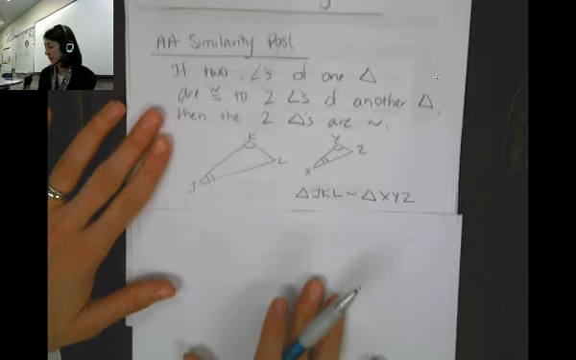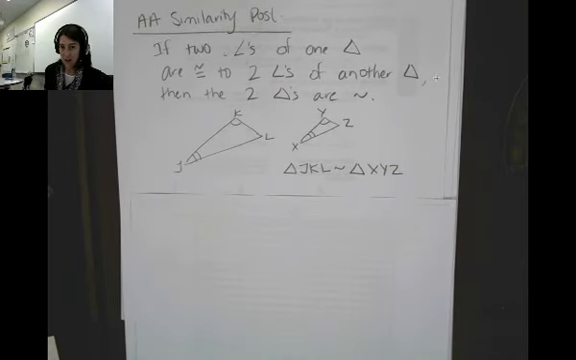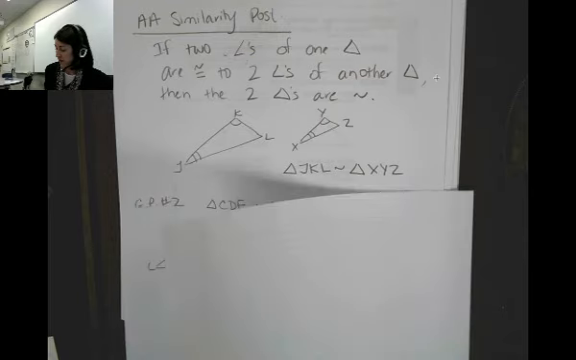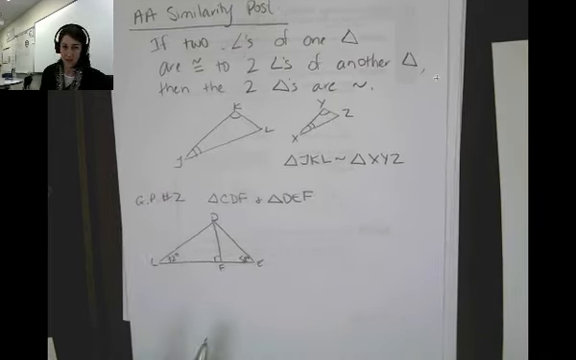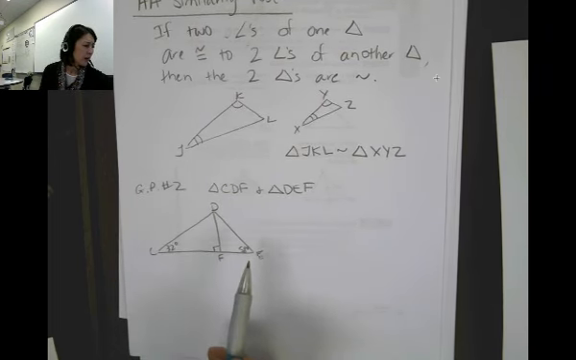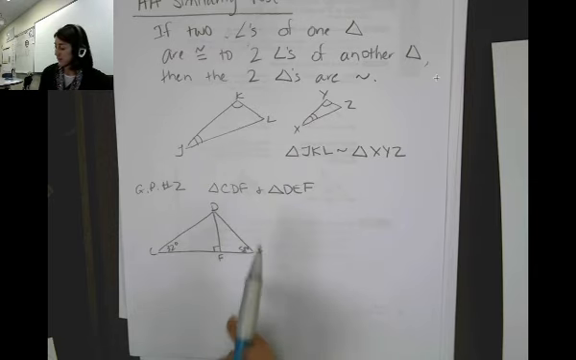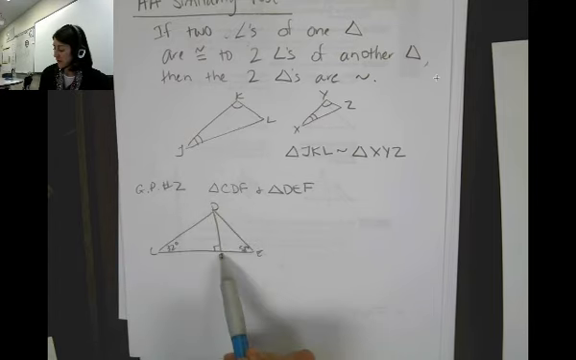So let's go ahead and apply this. I picked just one problem from the book that I thought was maybe the trickiest. It's called Guided Practice number 2. It's on, I think, the second page of the lesson. The directions say to show that the triangles are similar and write a similarity statement. And we have this drawing, and they want us to talk about triangle CDF and triangle DEF.